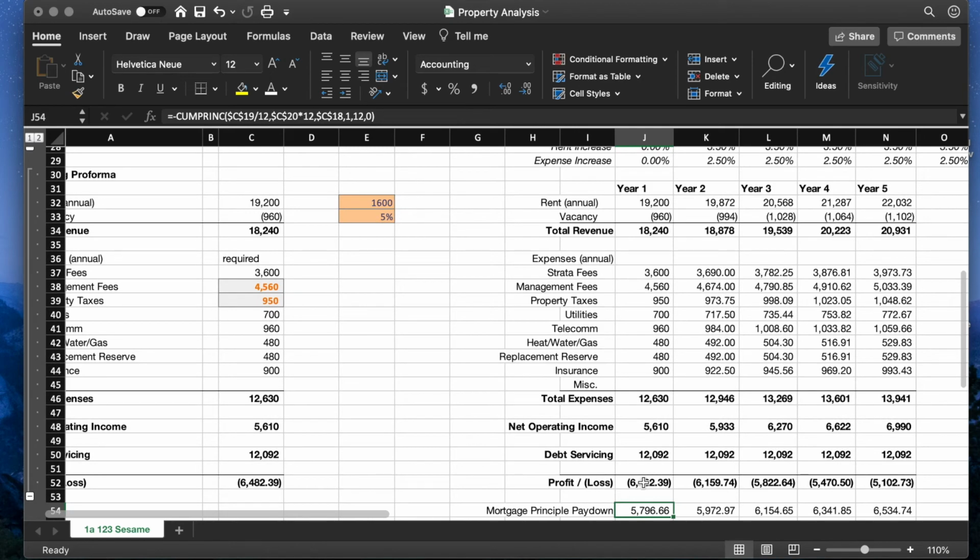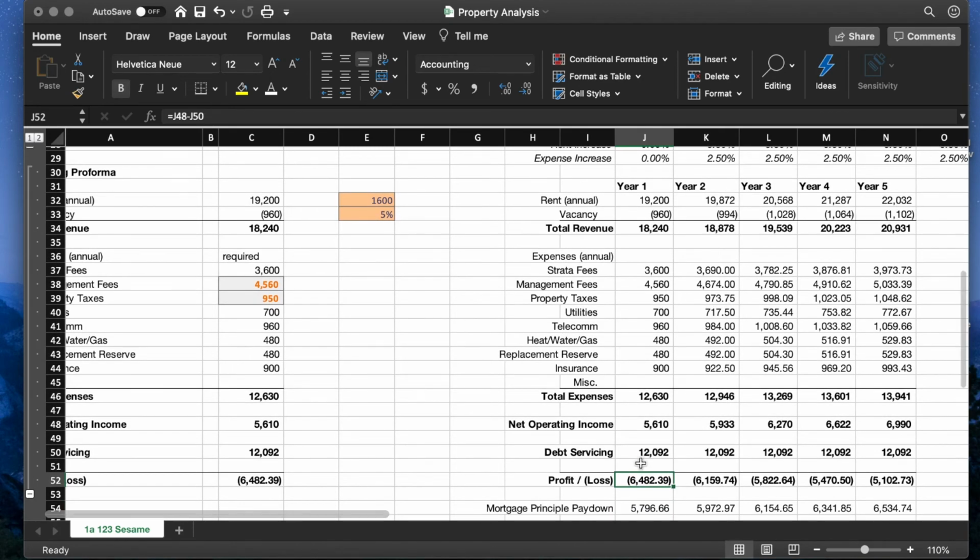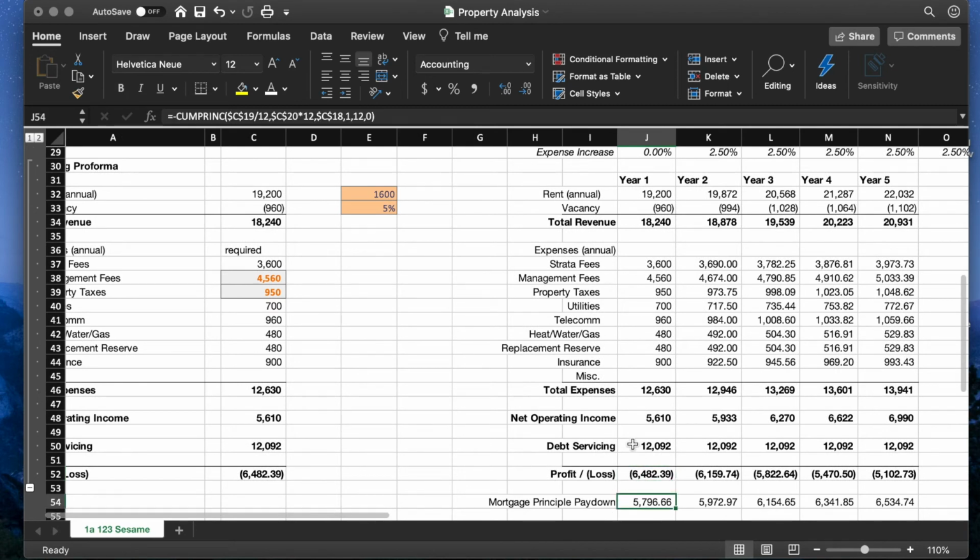And so even though we're at a loss of just shy of $6,500, I've actually paid down $5,700 as well. And each year, because of the way that mortgages work, your principal payments on your mortgage increase every year and your interest payments decrease every year because you're paying less interest on a smaller balance. And so we can see that every year we're paying a little bit more mortgage off.